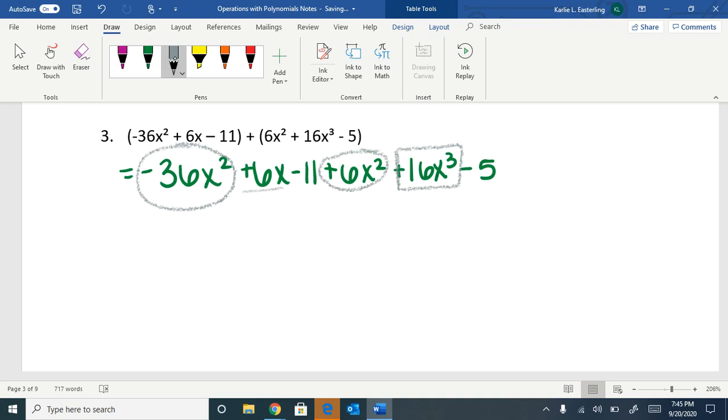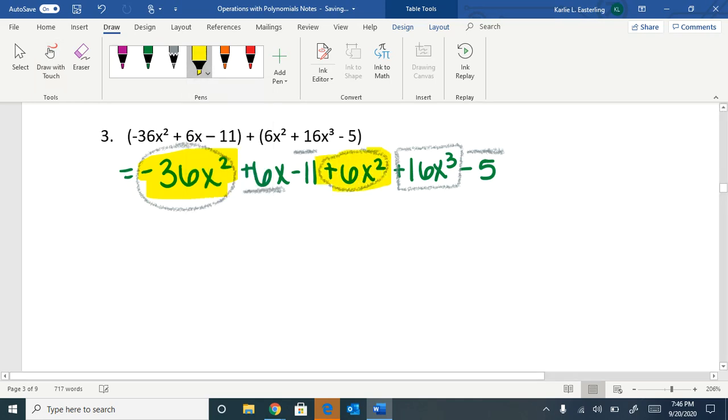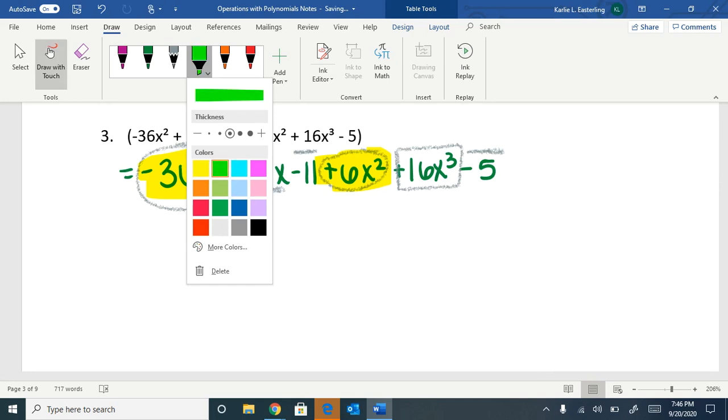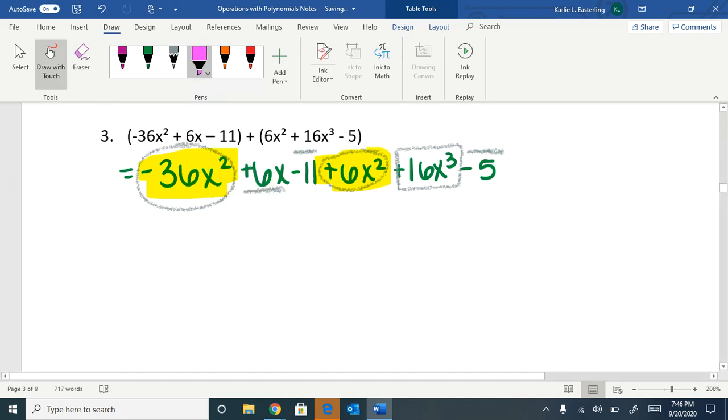And I'm going to underline my just x to the first. And I'm going to put a line on top of my constants so I don't forget about them as well. And you could also take even a highlighter if you have several different highlighters or colored pencils or something like that, and just color over that specific one that you were wanting to look at.